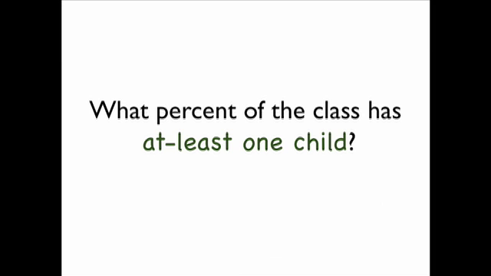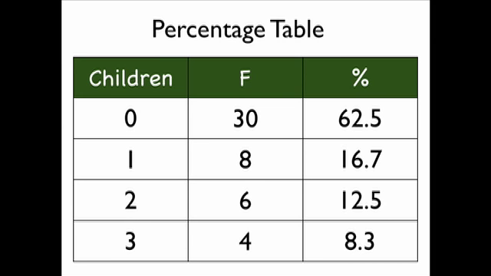What percent of the class has at least 1 child? At least 1 means 1 or more. The 1 is at least 1. The 2 is at least 1. And the 3 is at least 1. So if you had 1 or 2 or 3 children, you have at least 1 child.